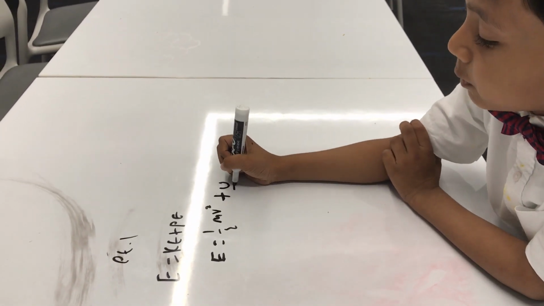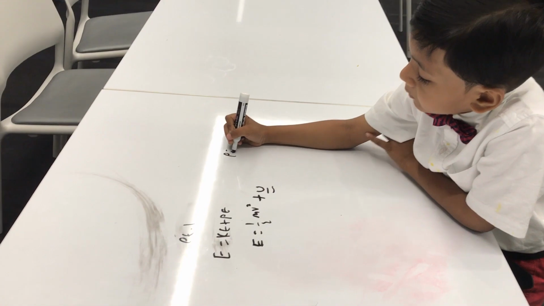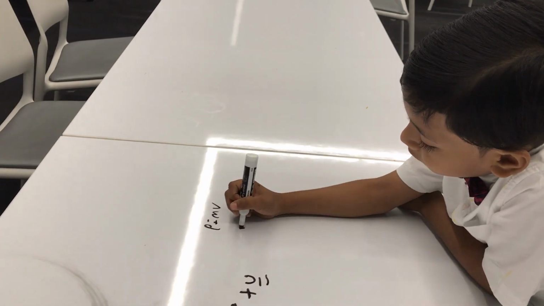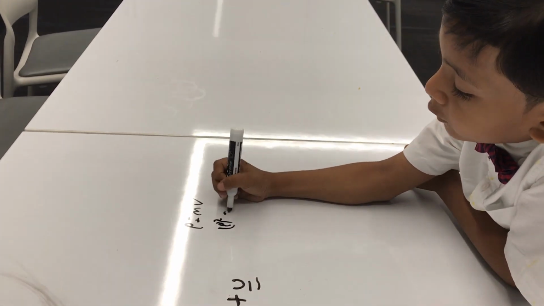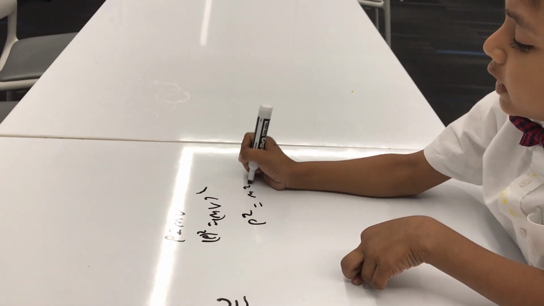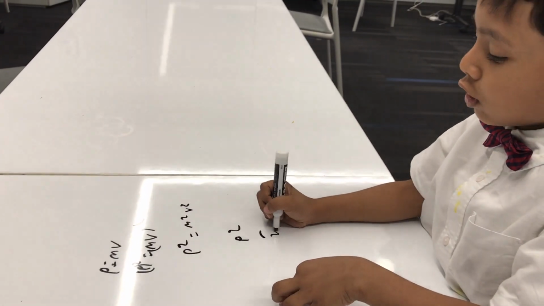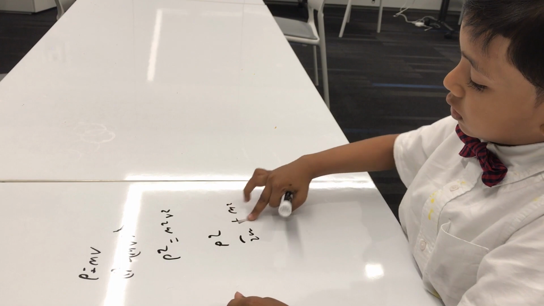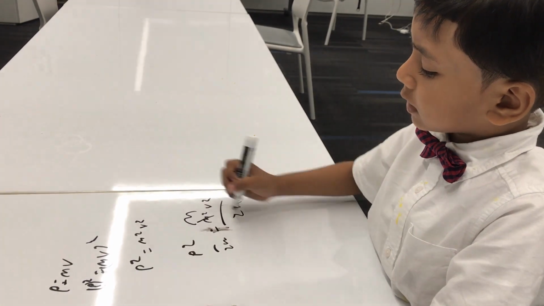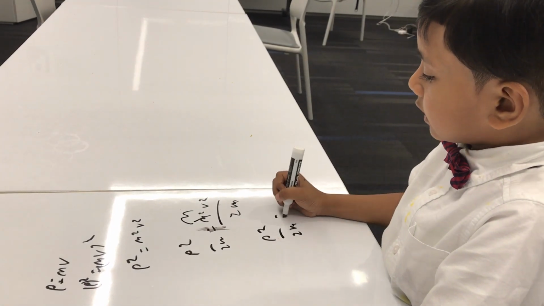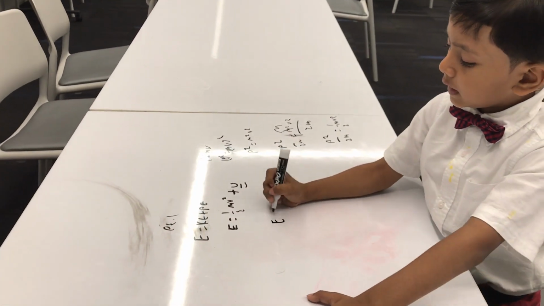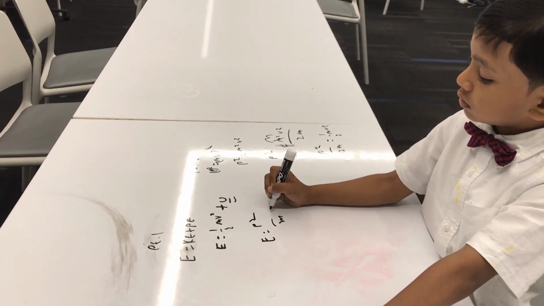And then p is replaced with u, or momentum is mv, right? But let's take a bit of a walk here. Let's square both sides. P squared is m squared v squared. Now divide both sides by 2m. So p squared over 2m is half mv squared. So E is p squared over 2m plus U.